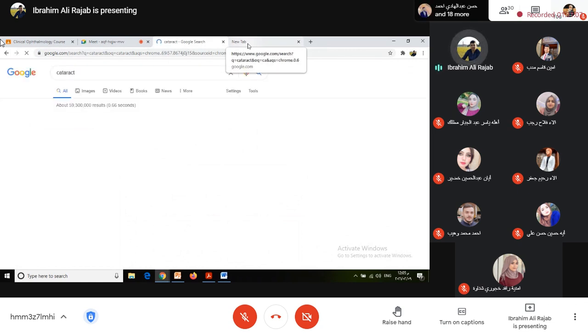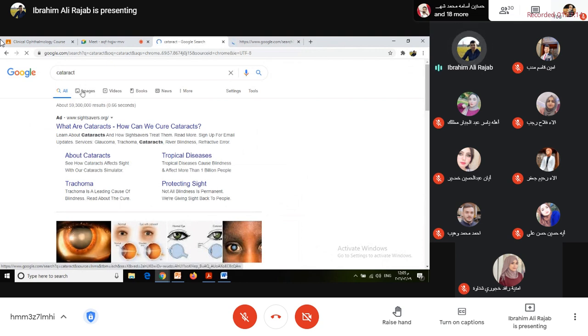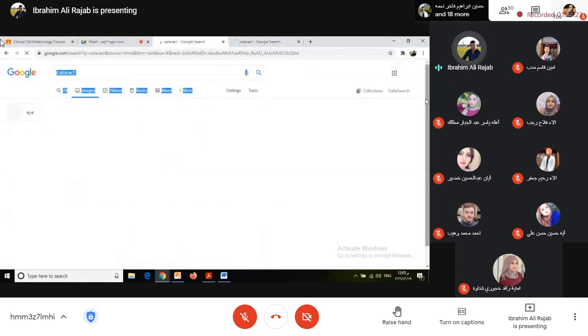هسه خلينا نشوف، الصورة كلش تختلف between cataract and vitritis. There is opacification of the lens which is regular, and you will see the differentiation is so clear just by seeing the picture of cataract.